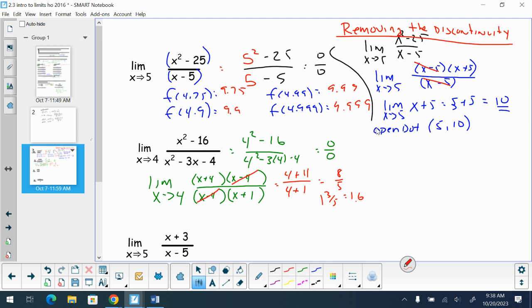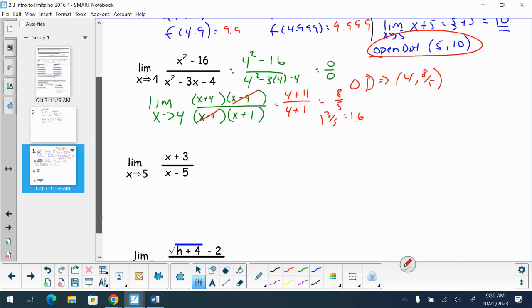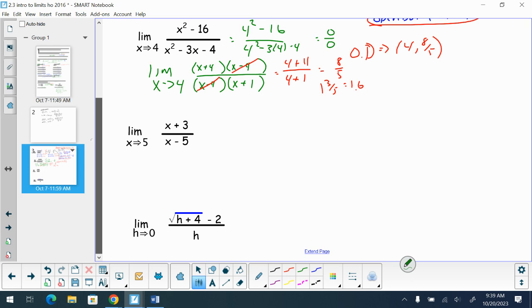Once again, that would give us this open dot idea. We have an open dot at the ordered pair x is 4, y is 8/5. We'll worry about the graphing a little bit later as we advance on. I'm throwing it at you right now just to give you a flavor of meaning behind approaching. When you're approaching, you're that open dot away from the exact point.